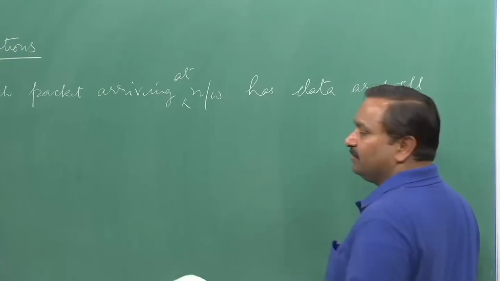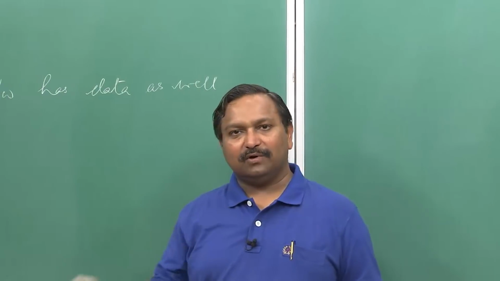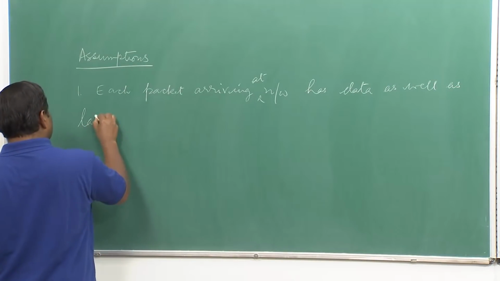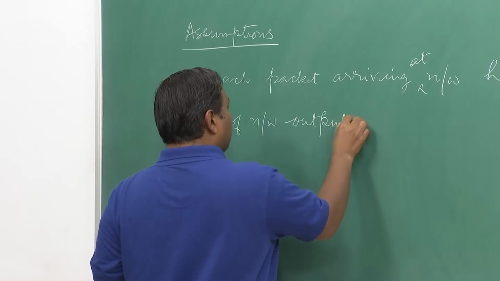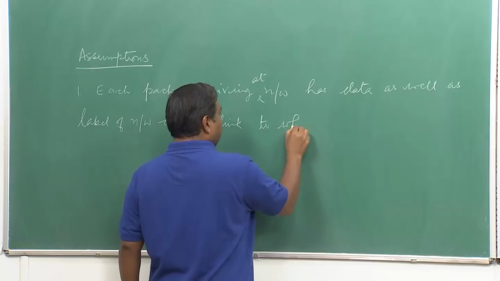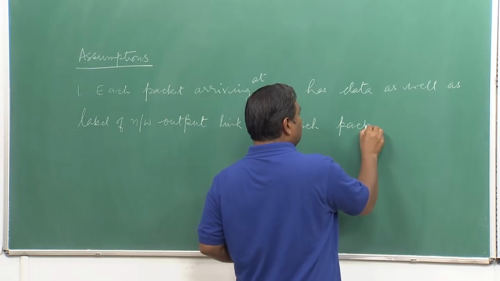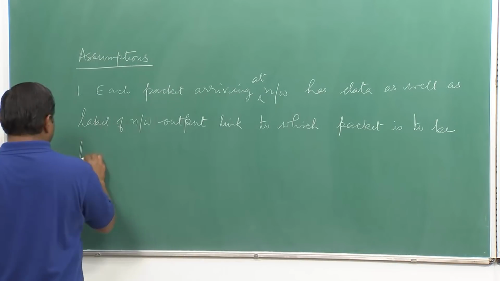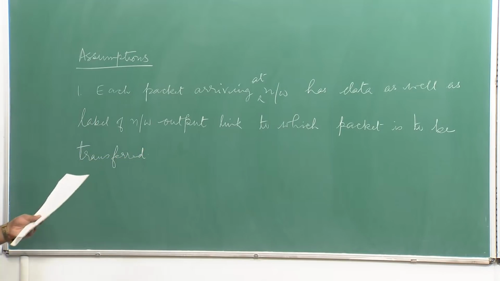Mostly when the packet comes at the input, there is a processor board which will insert a tag or a label which will be used for self routing inside the switching network. So, we define this as a label of the network output to which the packet is to be transferred. Okay, so that is the first assumption.